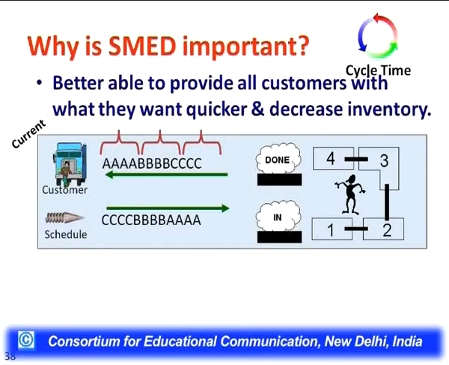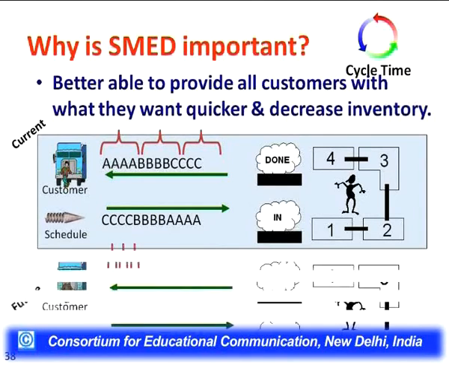Let us see this process which is going on. Customer has given a requirement of 4 A's, 4 B's and 4 C's, and the schedule is 4 C's, 4 B's and 4 A's. Immediately, if the setup time is minimum, it can be changed over to the customer requirement and we can satisfy the customer to his fullest extent.